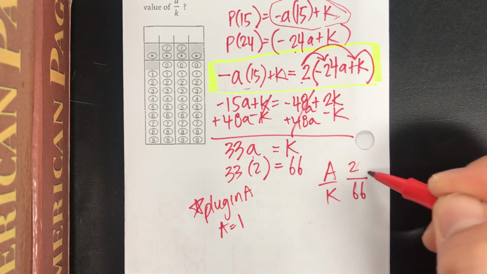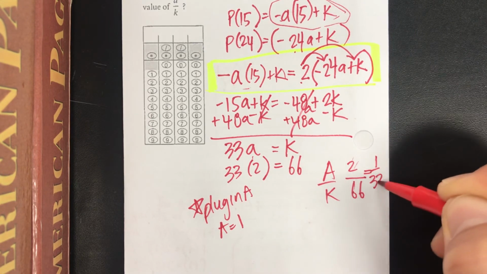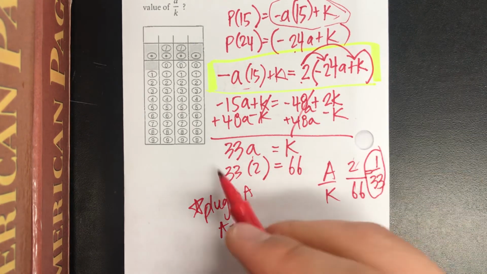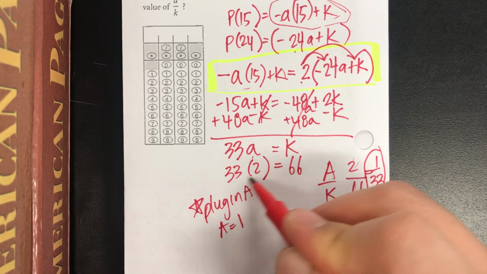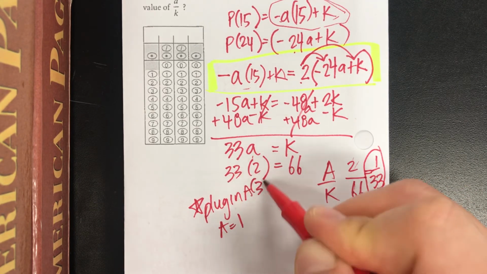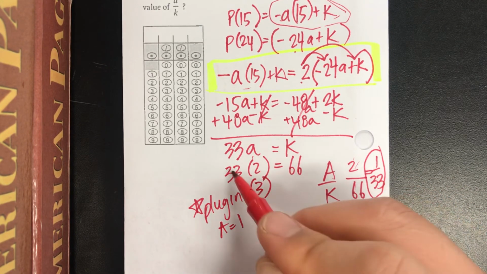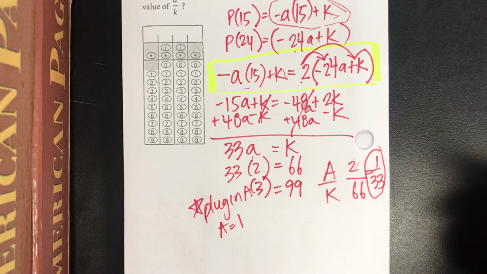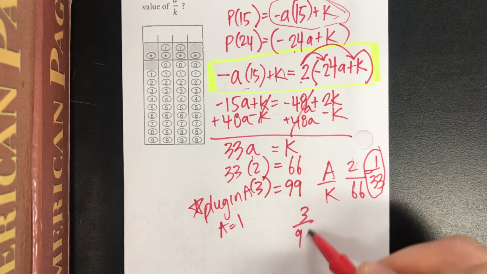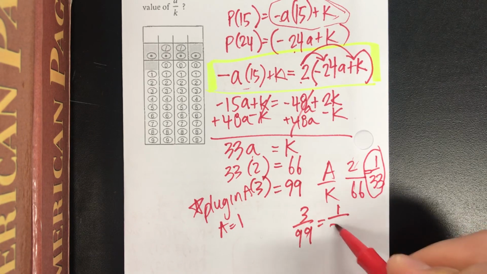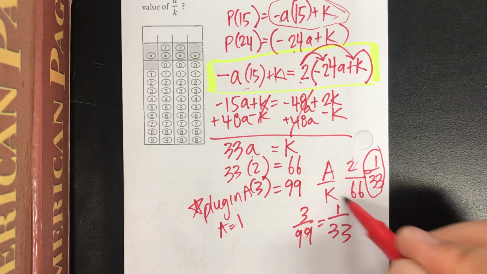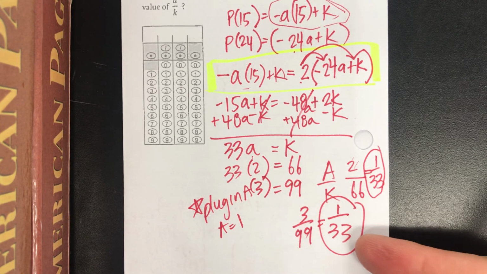And that will always reduce down to 1 over 33. No matter what numbers, if you put a 3 here, okay, let's just say you go 33 times 3, and your A equals 3. 3 times 33 is 99, okay? 3 over 99 will reduce to 1 over 33 because A and K are constants. So it'll always reduce down to this number.